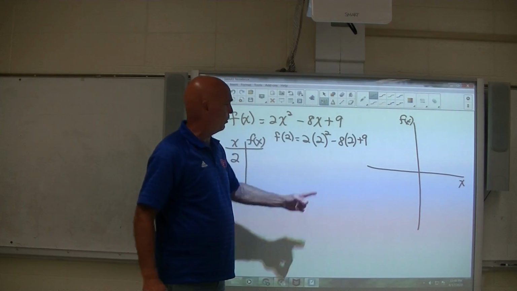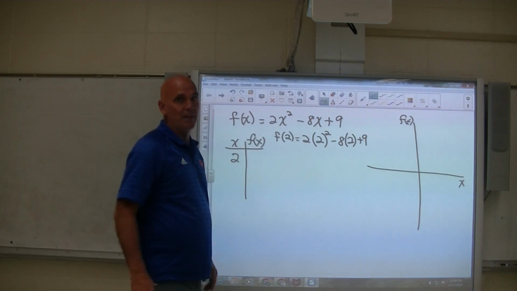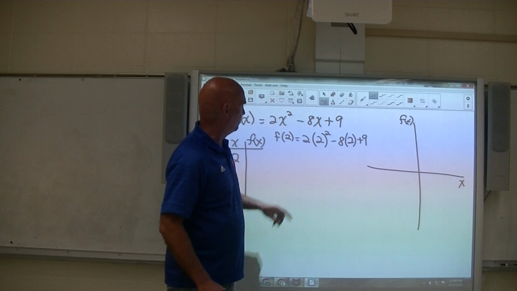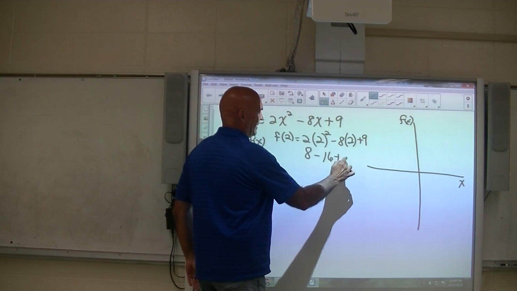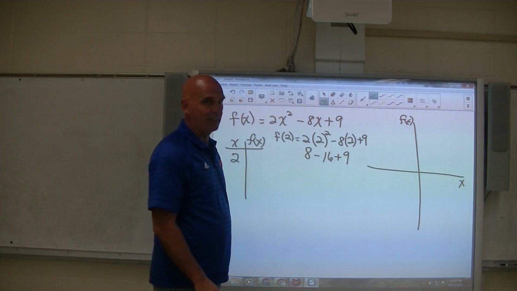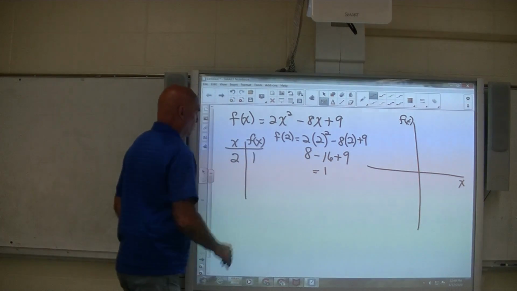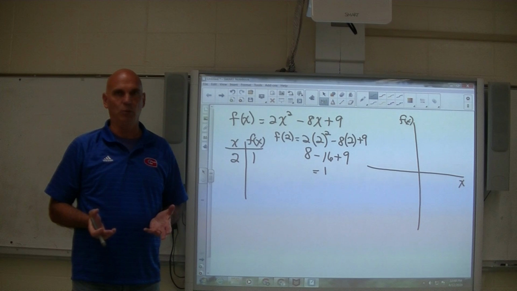Remember order of operations: do the powers and roots from left to right, then multiplication and division from left to right, and then addition and subtraction from left to right. So 2 squared is 4, 4 times 2 is 8. So this is 8 minus 16 plus 9, because 8 times 2 is 16. 8 minus 16 is negative 8, plus 9 is 1. So when x is equal to 2, y is equal to 1, or you might say f of x is equal to 1.